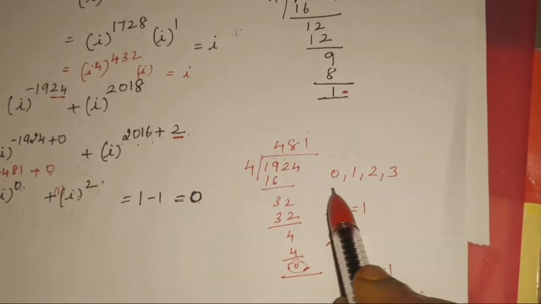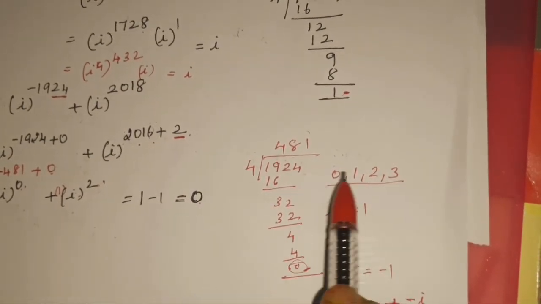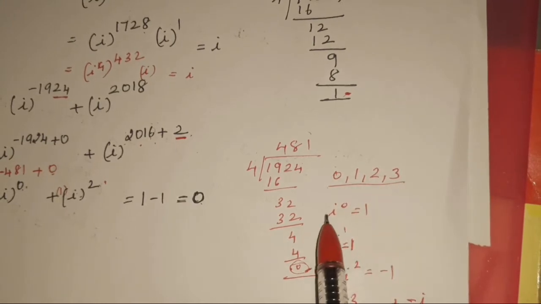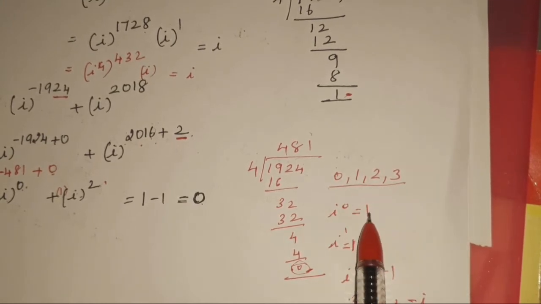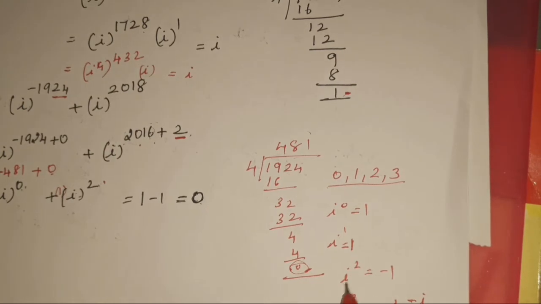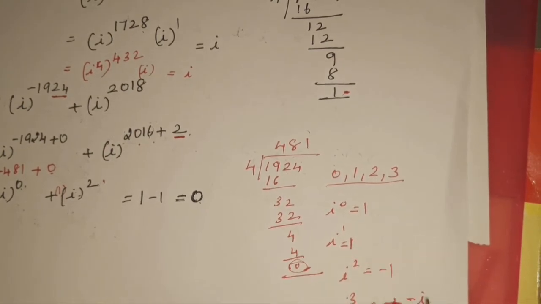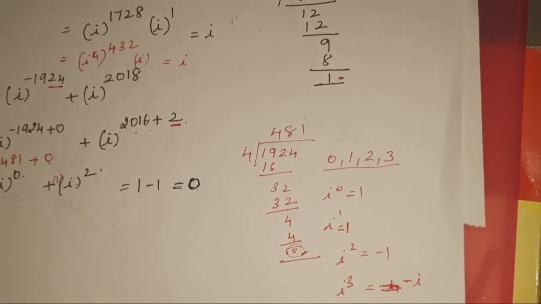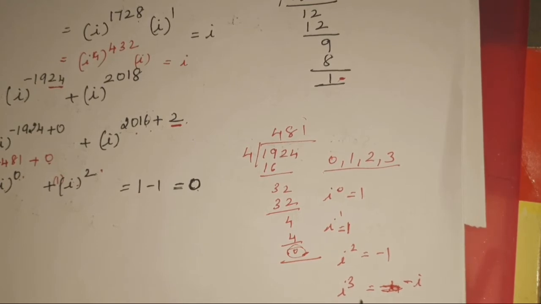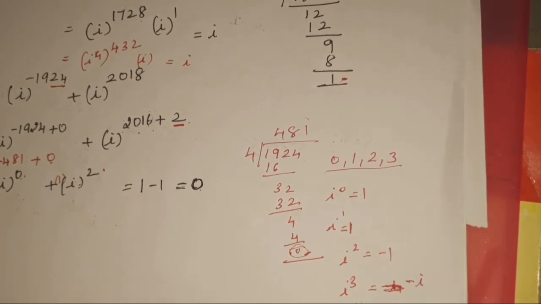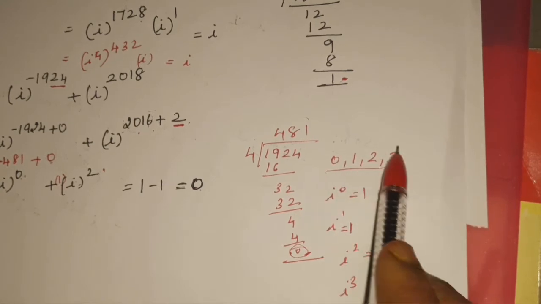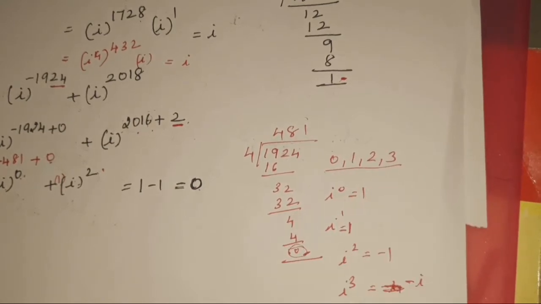See, what are the remainders? If the number is divided by 4, the remainders coming are 0, 1, 2, 3 only. i power 0 is 1, anything power 0 is 1. i power 1 is i. i square is minus 1. i cube is minus i. i power 4 is 1. Therefore, don't worry about the multiples of 4. The multiples of 4 values become 1. We want the remainder. Depends upon the remainder only we get the answer.